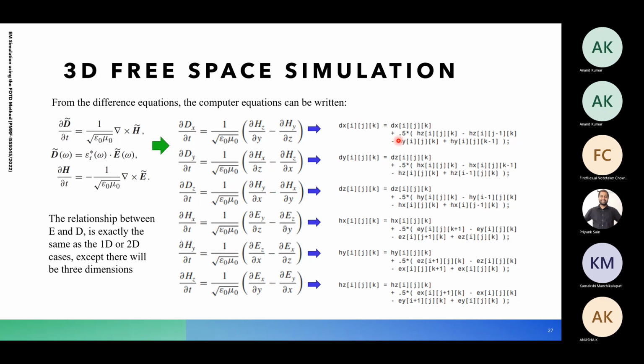Again, we have this 0.5 over here because we are following the Courant limit. We already saw in the starting lectures in 1D how we got this 0.5. All the normalizing things are done, which you're already familiar with.